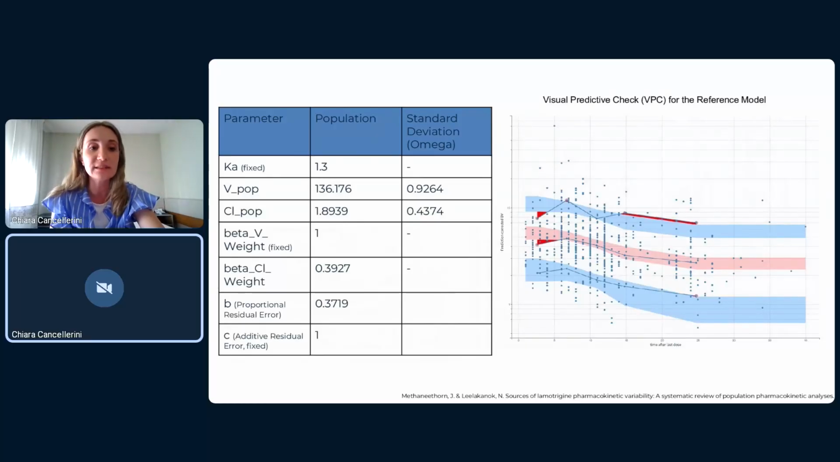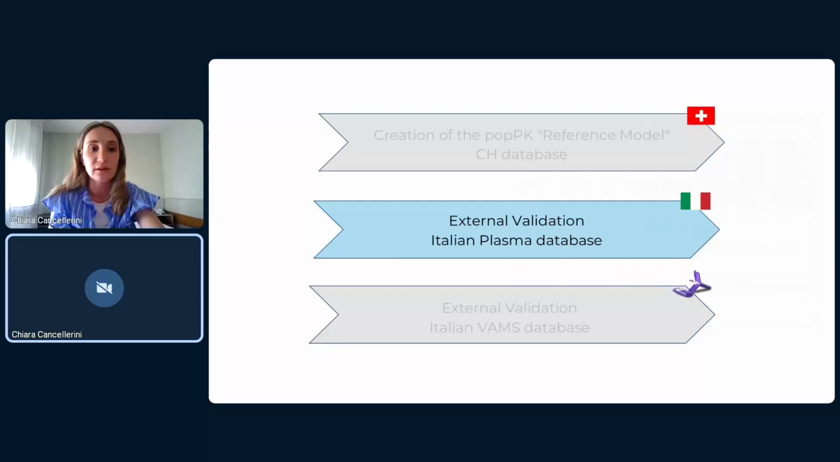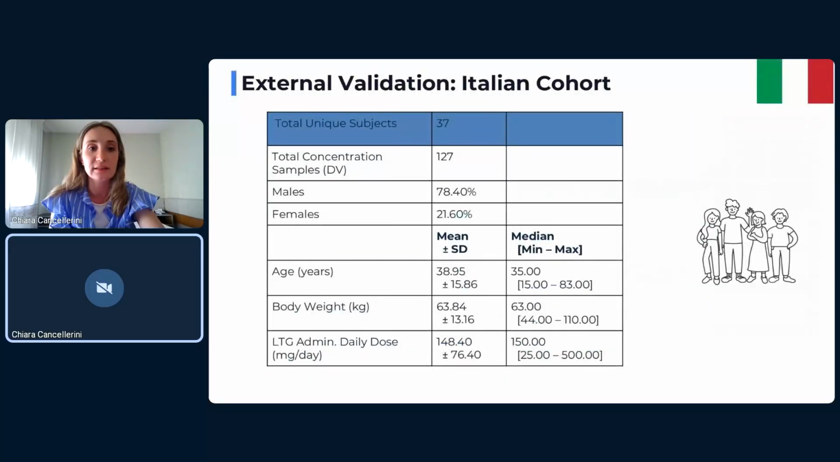Looking at the right, there is the visual predictive check that highlights the high predictive performance of the model. The solid line represents the experimental percentile of our data. And as you can see, they lie within the blue and pink shaded area that represents our model's 95% confidence interval. This graphical design confirms that our model is ready for the external validation that we did here with the Italian data set.